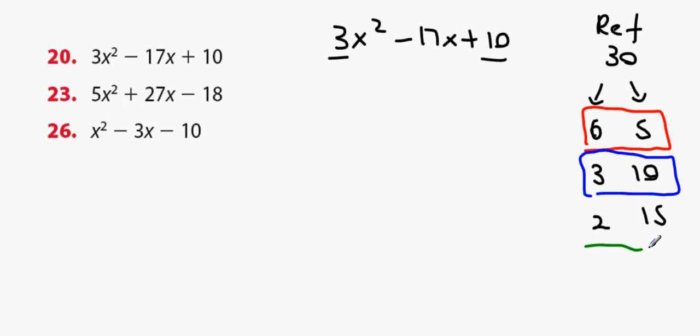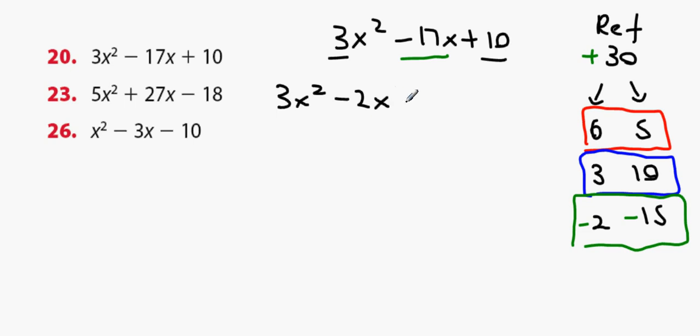Now you'll notice that the green set will give you the middle number, that is minus 17. But you need it to be minus 2 minus 15. So check it out. Minus 2 multiplied by minus 15 is plus 30. But when added together, it also gives you minus 17x. So what we're going to get here is 3x squared minus 2x minus 15x plus 10.